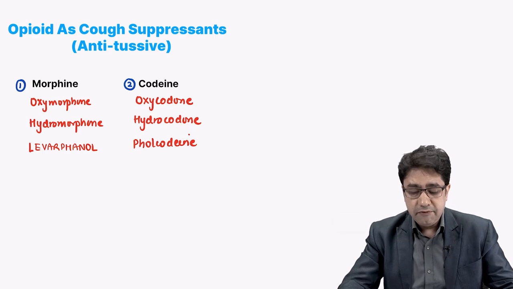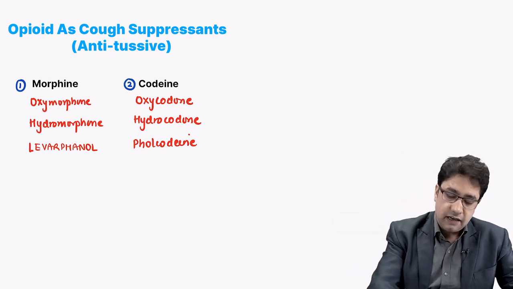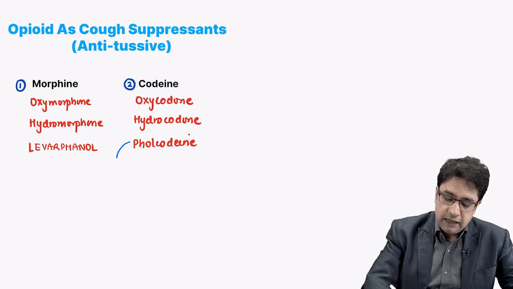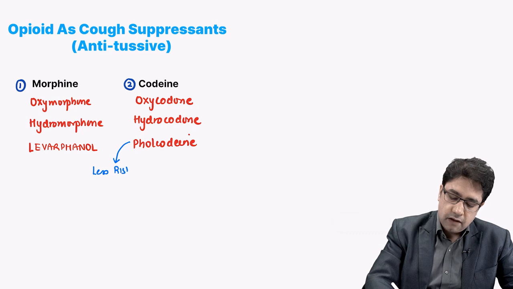Now, why have we made these derivatives? The great advantage of pholcodeine and other derivatives is they have less risk of causing constipation.